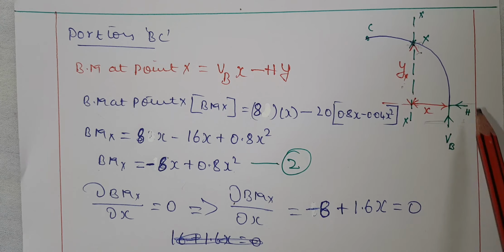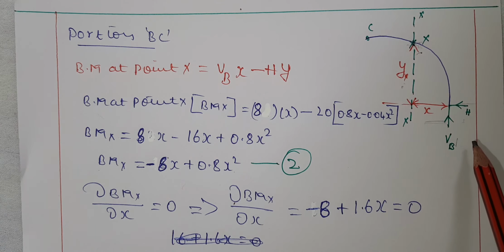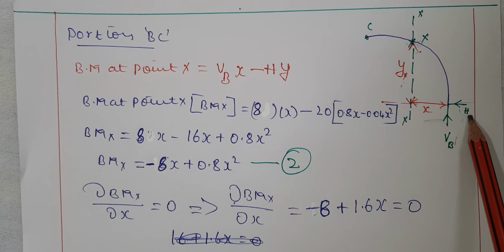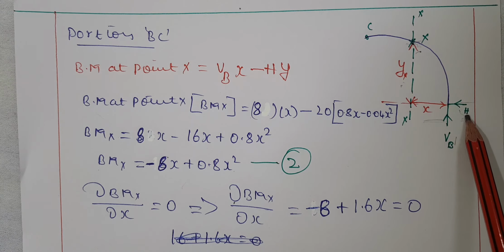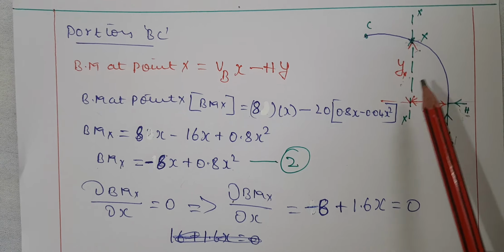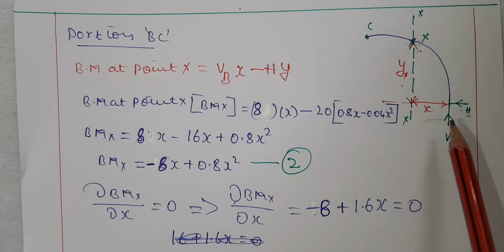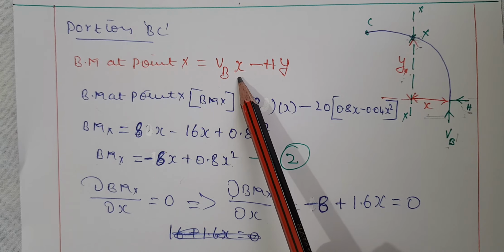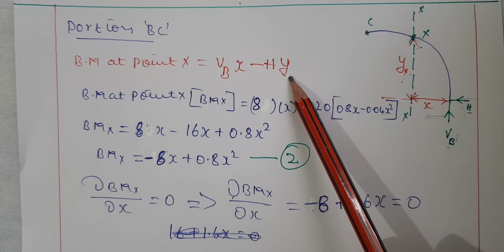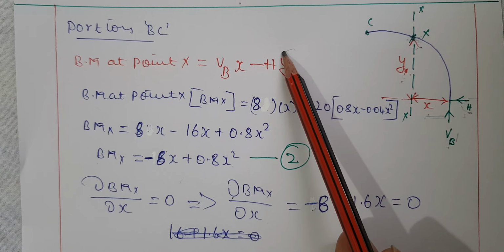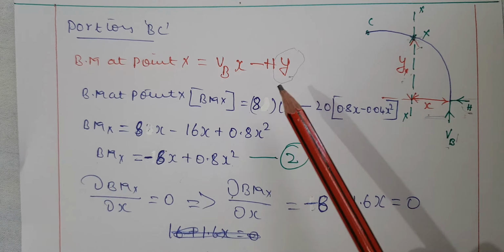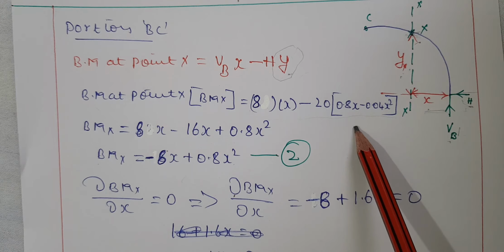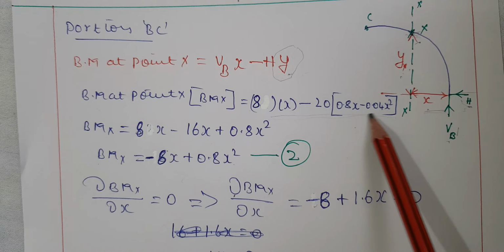We have two forces, one is horizontal, another one is vertical VB. So bending moment with respect to this point is minus H multiplied by Y, because horizontal, and plus vertical VB multiplied by X. That's what I have written here. And here the unknowns are X as well as Y. So for that I am substituting the known Y rise equation as it is in the above equation. Then I am simplifying this equation.